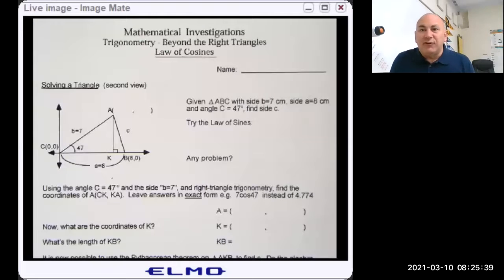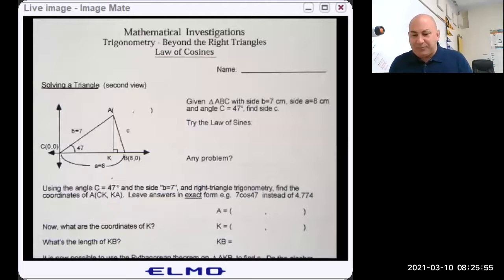Hello, pre-calculus students. In our last lesson, we learned about the law of sines. And in the last couple of lessons, we've talked about the law of cosines. Now, guess what we're going to learn today? It's the law of cosines. So let's jump right in.